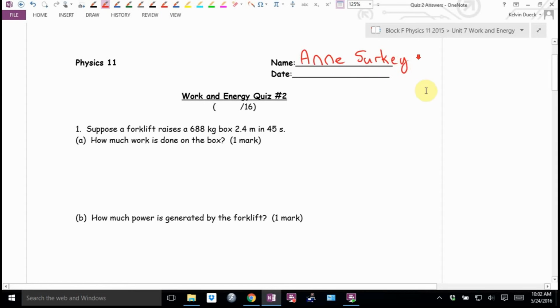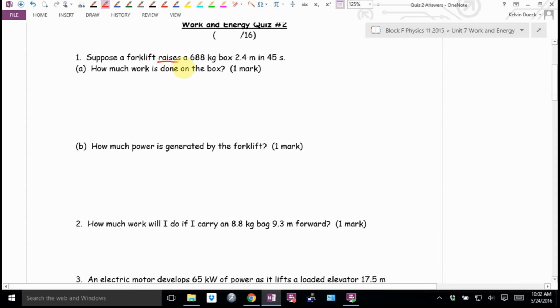Suppose a forklift raises, this is the key idea here. If I'm raising or lifting, I am doing work, because which force am I doing work against? mg, gravity. So I won't tell you that in the question. How much work is done? In fact, it ends up being mgh, force, mg, times distance.